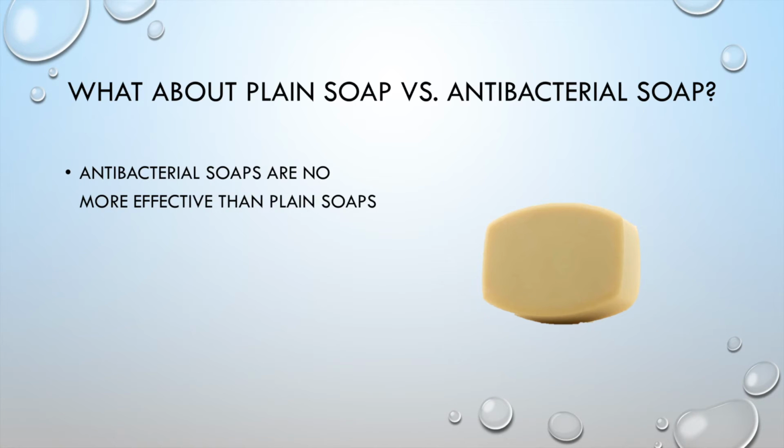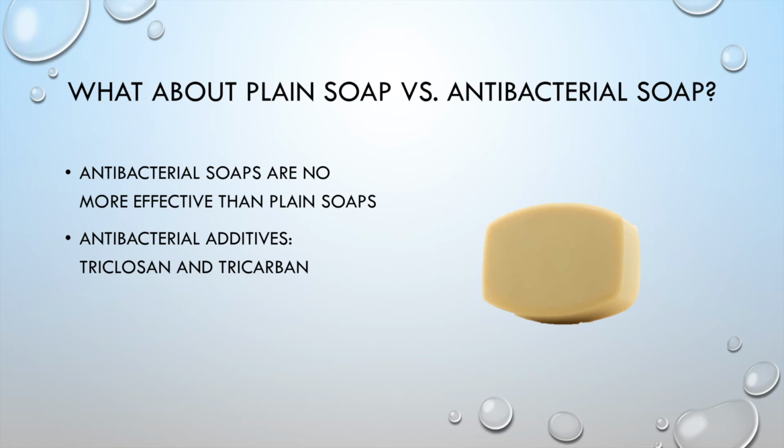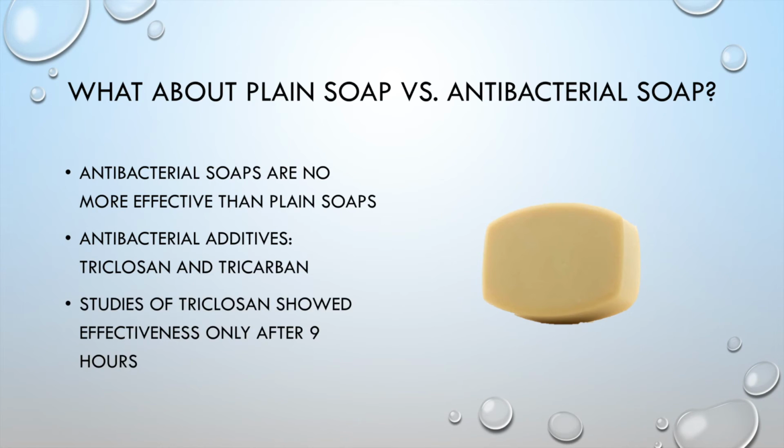How can this be? Antibacterial soaps often include the antimicrobial molecule triclosan. In the studies provided by the manufacturers, bacteria must soak in triclosan-containing soap for 9 hours before it is significantly better than plain soap. So, unless you're planning to spend the whole day in the bathroom, you're safe to stick with plain soap.